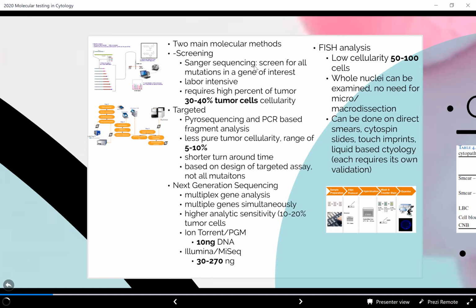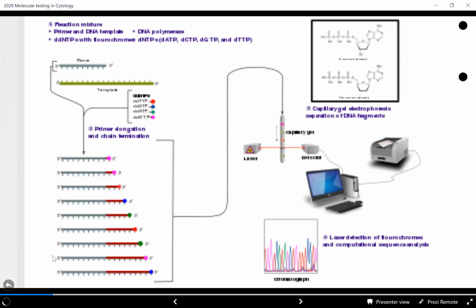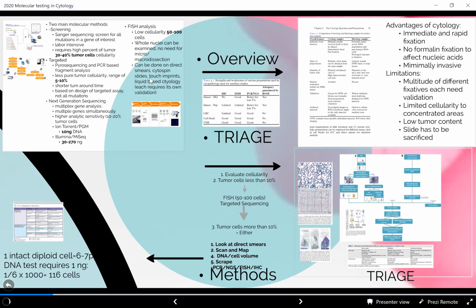Sanger sequencing can screen for all of the mutations. So it needs a large percentage of tumor cells, at least 30 to 40%, while the targeted kinds need much less, like about 5 to 10%. And they have a shorter turnaround time. You can also look at it by DNA. So next generation sequencing needs about 10 nanograms of DNA. Obviously, you can look up and see how these work and so on. The idea is that depending on which one is in your institution, that's how many tumor cells you're going to want to provide for the testing.